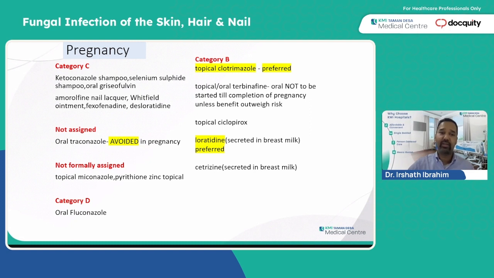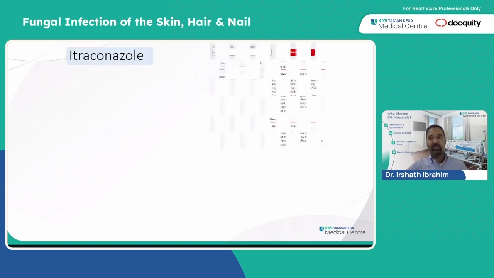If you're going to give an antihistamine, then loratadine is the most studied antihistamine in pregnancy. Both loratadine and cetirizine are secreted in breast milk, but loratadine is preferred over cetirizine because of lesser secretion in breast milk.